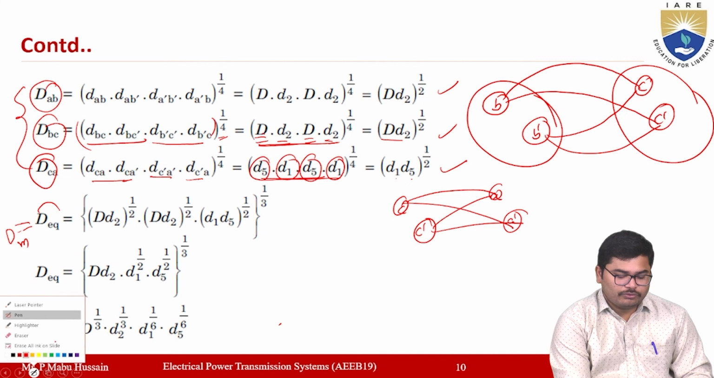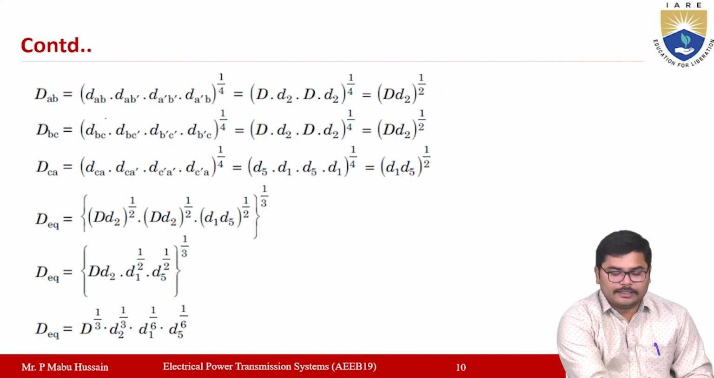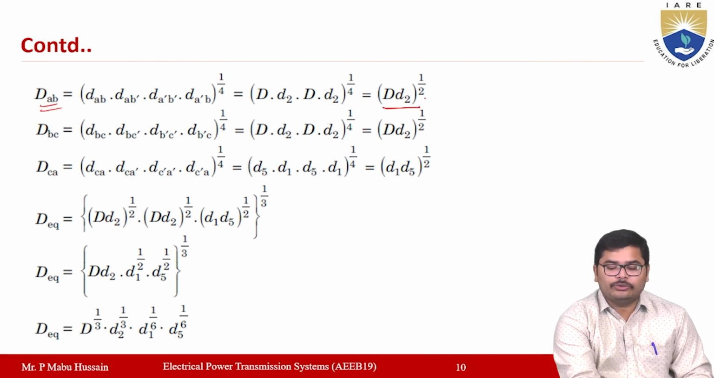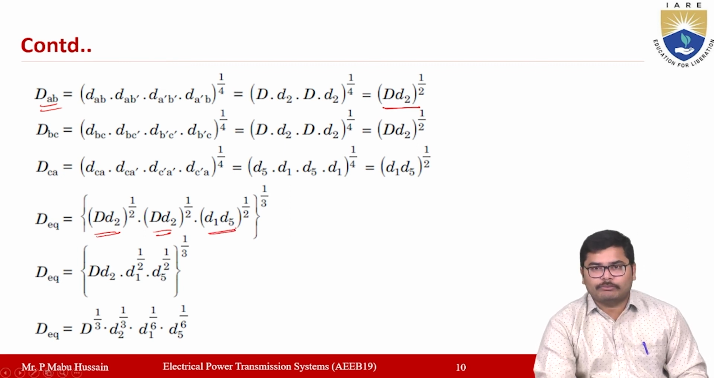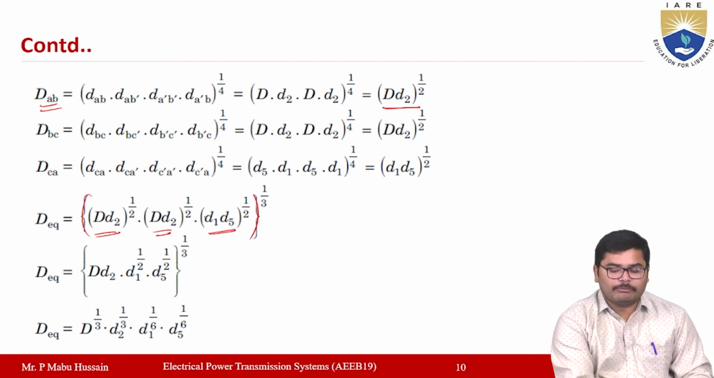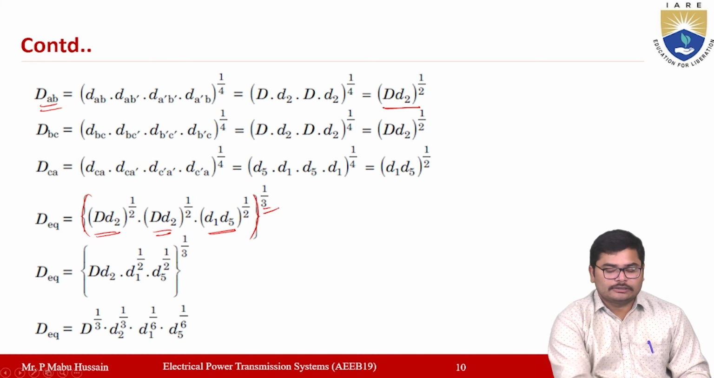See here. What is DAB? (D into D2) whole to the power of 1 by 2. That we have considered here. Then DBC, (D into D2) whole to the power of 1 by 2. Then DCA, (D1 D5) whole to the power of 1 by 2, and all of this whole to the power of 1 by 3 you have considered here.